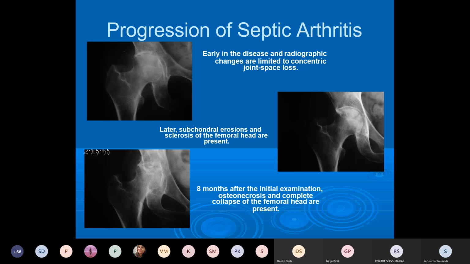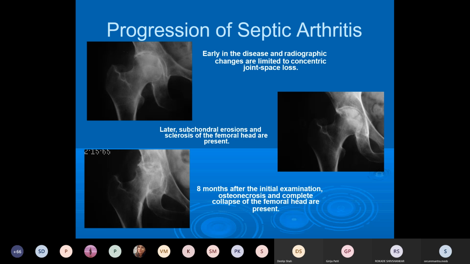So in this radiograph, a radio-opaque area is seen at the femoral head, with narrowing of the joint space and subtle radiolucencies, that is the cartilage erosions. And 8 months after the initial examination, in this same case, we can see osteonecrosis and complete collapse of the femoral head.